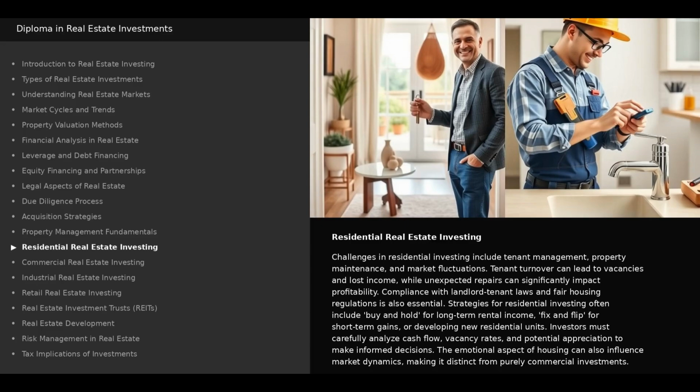Strategies for residential investing often include buy and hold for long-term rental income, fix and flip for short-term gains, or developing new residential units. Investors must carefully analyze cash flow, vacancy rates, and potential appreciation to make informed decisions. The emotional aspect of housing can also influence market dynamics, making it distinct from purely commercial investments. Successful residential investors prioritize strong tenant relations and proactive property maintenance.